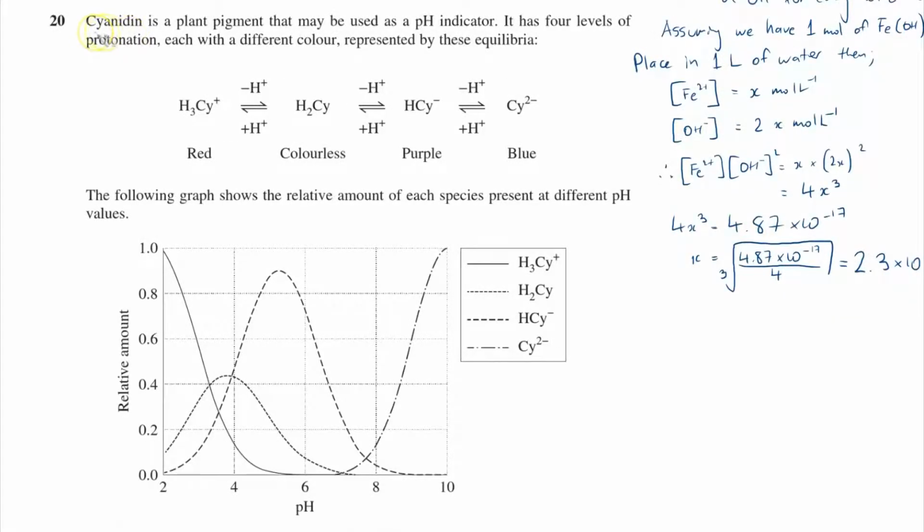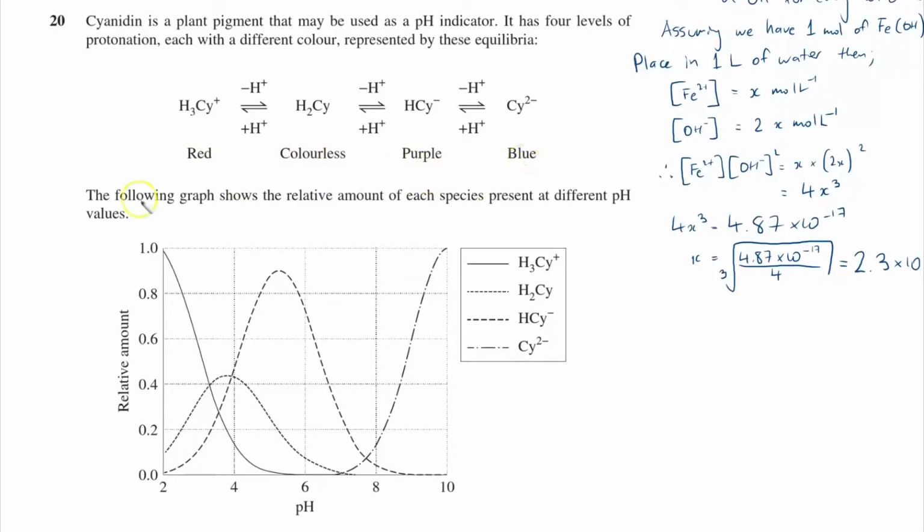The question states that cyanidin is a plant pigment that may be used as a pH indicator. It has 4 levels of protonation, each with a different color, represented by these equilibria. So in this end, we have H3Cy+, which is a red color, and when it loses a proton, or hydrogen ion, it becomes H2Cy, which is colorless. When this loses a proton, it becomes HCy-, which is purple, and lastly, when this loses a proton, it becomes Cy2-, which is blue. All of this can go in the other direction as well, gaining protons.